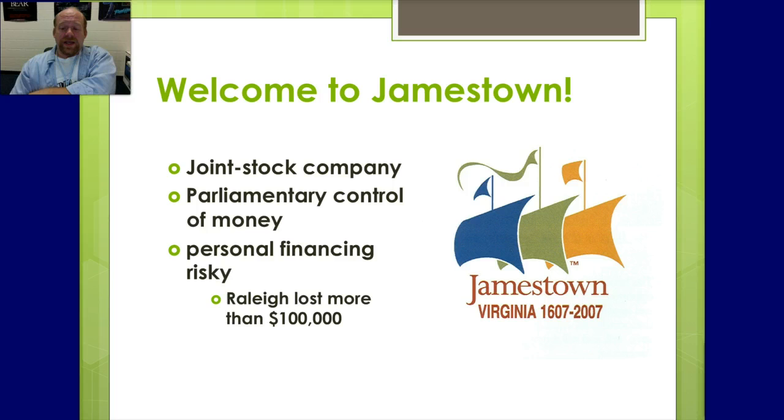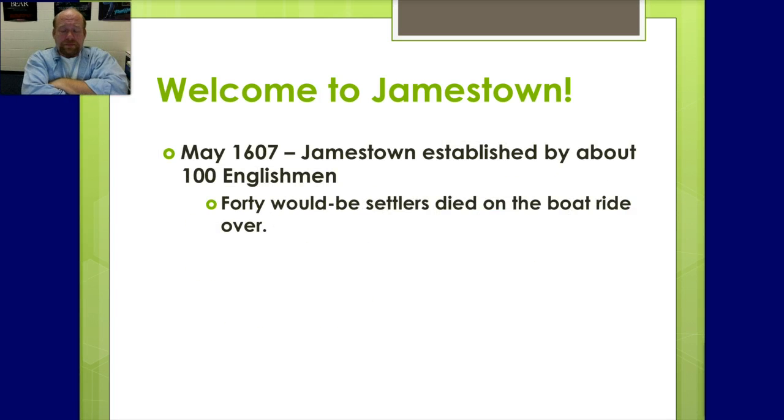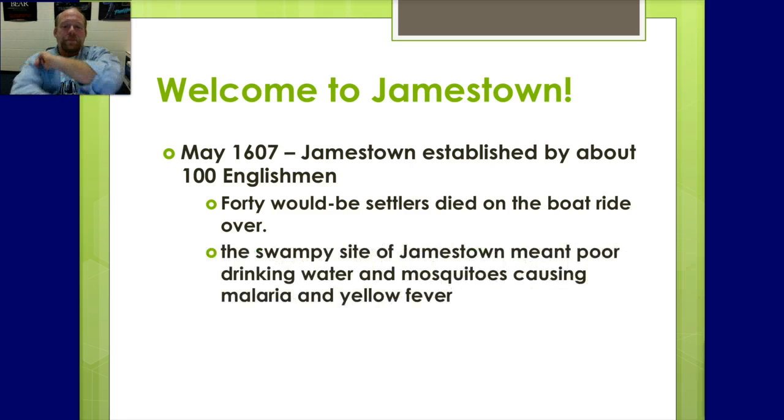And that's the 400-year logo from Jamestown there. Okay, so May of 1607, Jamestown was established. There's about 100 Englishmen on a ship. There were about 45, 46 people that would have been there to help, but they died on the boat right over. So it was not very fun. They had not a whole lot to eat, not a lot to drink.